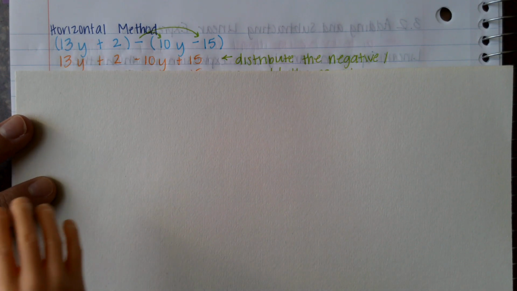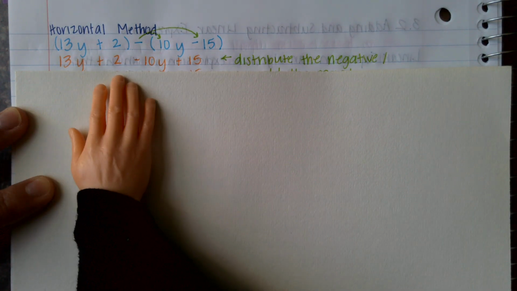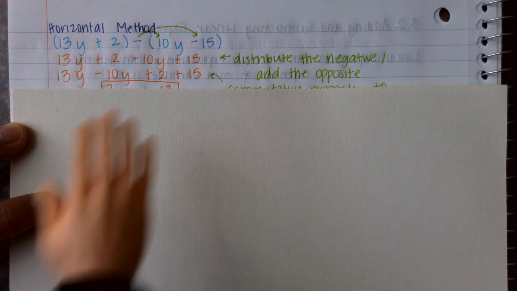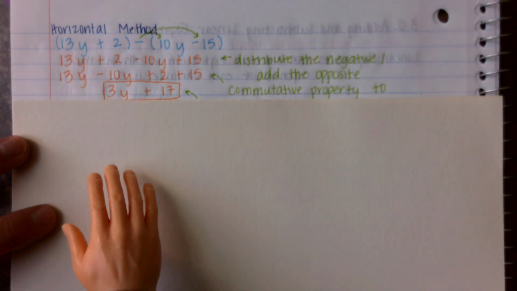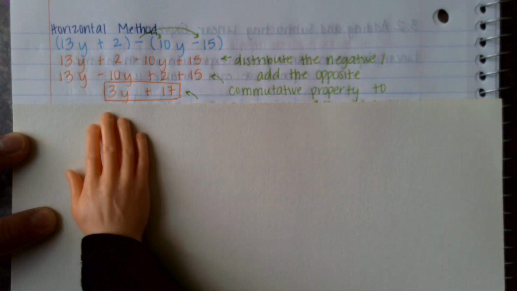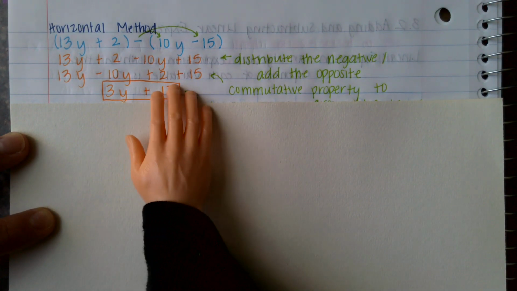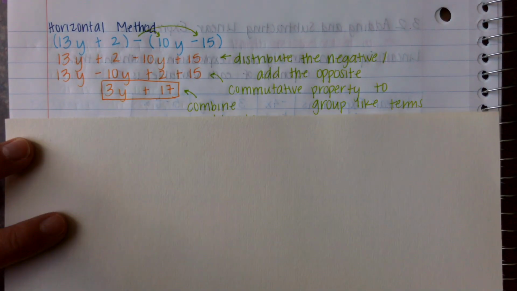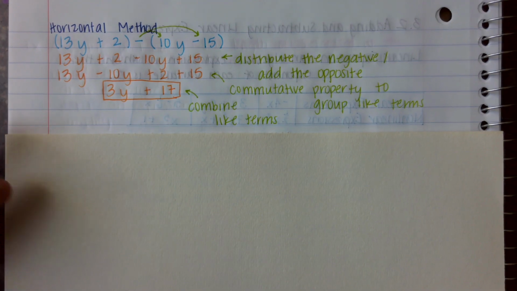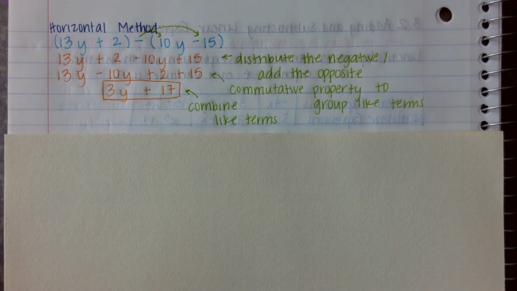Using a horizontal method for subtracting, I'm still going to be distributing this negative to each term inside, so that I would have 3y plus 2 minus 10y plus 15. So then I reorder them so that I have like terms together, and 13y minus 10y is 3y, and 2 plus 15 is 17, so that we have all of our like terms combined in that way.